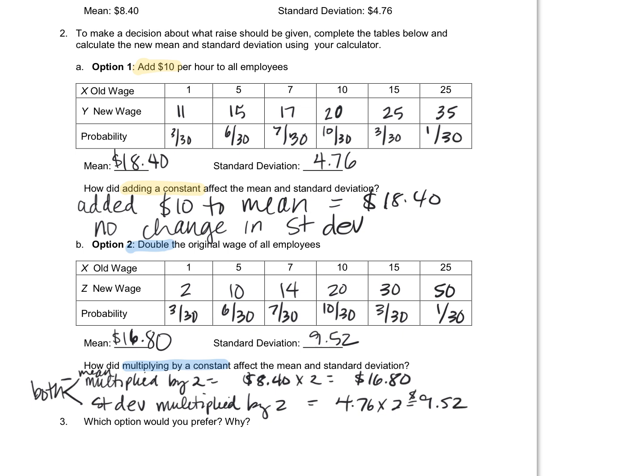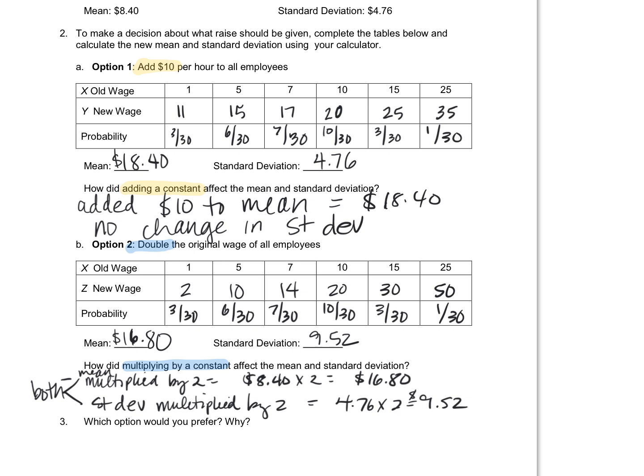All right? Does this ring a bell from chapter 2? We talked about what things change means and what change standard deviations. Adding or subtracting constants change the mean, but they do not change standard deviation. Multiplying or dividing by a value will change both.